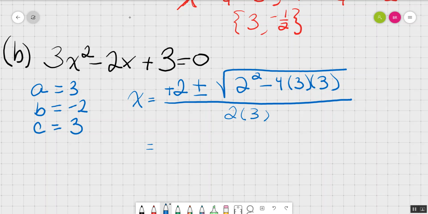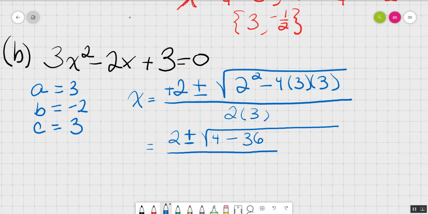Let's do some simplifying. So 2 plus or minus the square root of 2 squared is 4. Minus, oh boy, 3 times 3 will be 9, times 4 will give me 36. Or I could do this as 4 times 3, which is 12 times 3, and that'll give me 36 also. Don't need a root that big. And then 3 times 2, that'll give me a 6. I'm hoping this gets nicer over time. P.S. It's not going to.